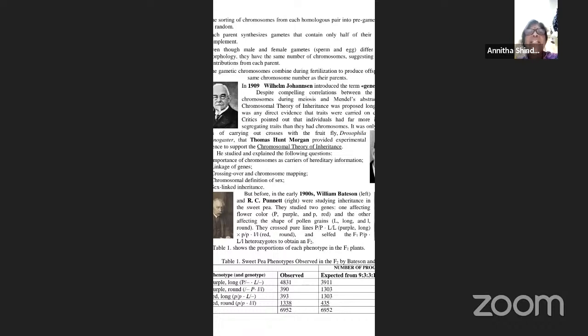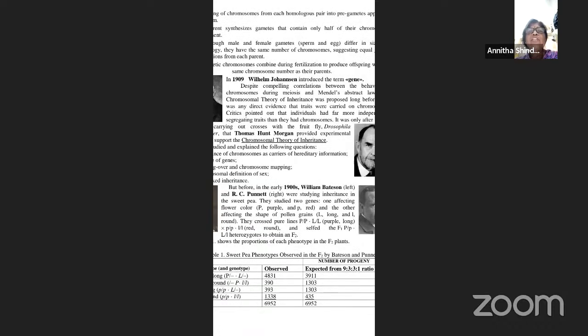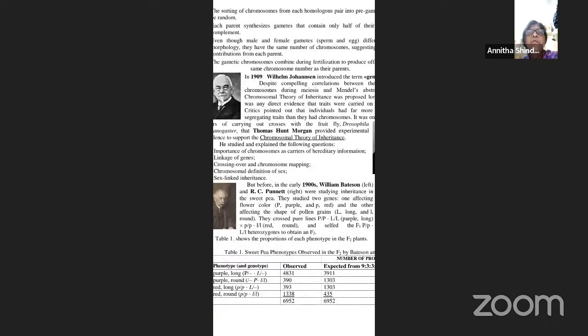Now later on, in 1909, Johannsen introduced the term gene. So what is a gene? A gene is a part of the chromosome, present in the chromosome at a specific point. So chromosomal inheritance was proposed long back, before the genes were introduced.